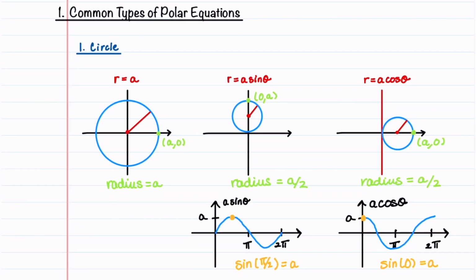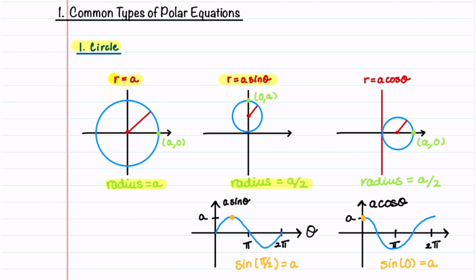Before we dive into our example problems, let's go over the 5 common types of polar equations. The first type that we'll look at is the circle. If the circle is centered at the origin, the equation is r is equal to a, and the radius is equal to a. If the circle lies above the polar axis, the equation is r is equal to a sine theta, and the radius is equal to a divided by 2.